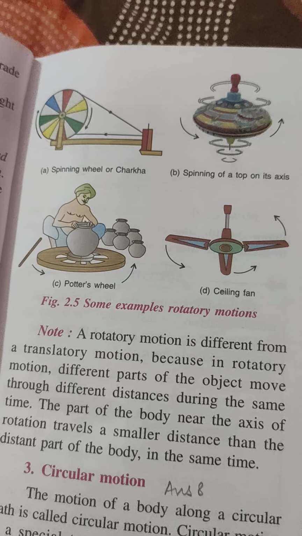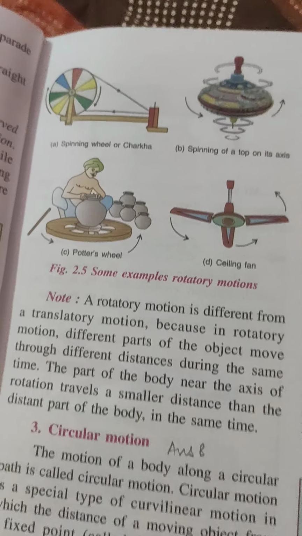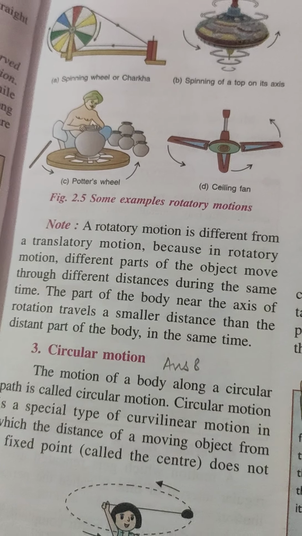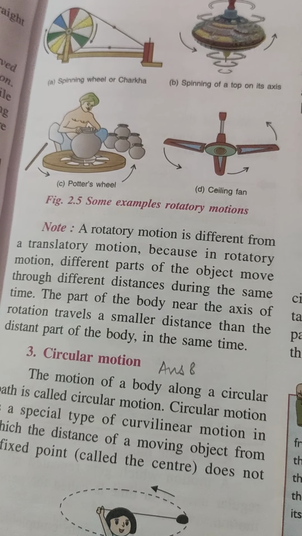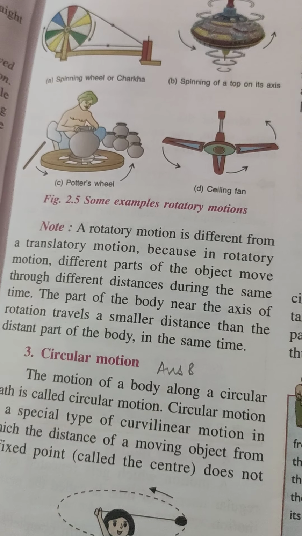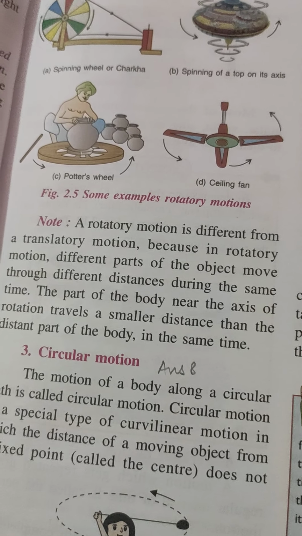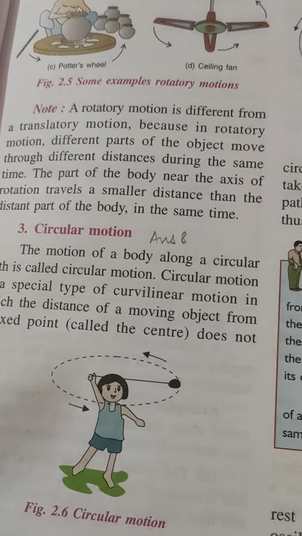So rotatory motion is different from translatory motion, because in rotatory motion the part of the body near the axis of rotation travels a smaller distance than the distant part of the body in the same time. Circular, I have already explained to you.